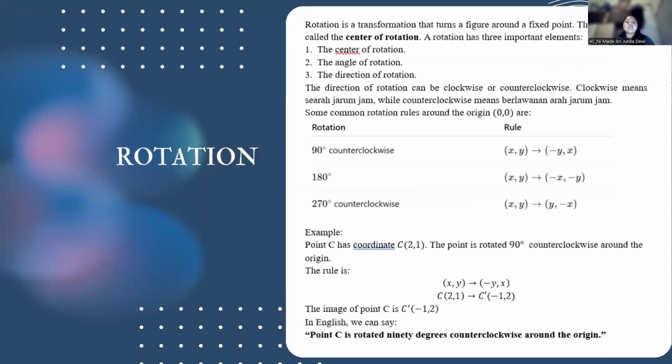Next, we move to rotation. The third type of transformation is rotation. Rotation means turning a figure around a fixed point. The fixed point is called the center of rotation. There are 3 important elements in rotation. Look at the screen. This is the formula.